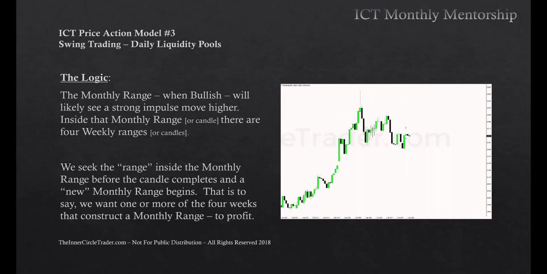Okay, so the logic behind this is the monthly range when it's bullish will likely see a strong impulsive move higher, and inside that monthly range or candle there are typically 4 weekly ranges or candles. We're going to be seeking the range inside the monthly range before the candle completes and a new monthly range begins. That is to say, we want one or more of the 4 weeks that construct a monthly range to profit.